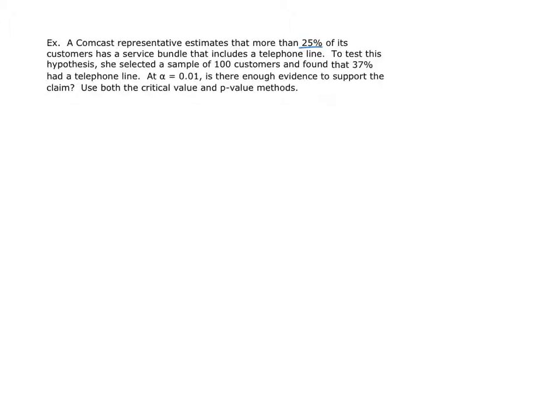We're dealing with percentages here, so we know that this is a test on proportion. And the null value is going to be that original value of 25%. The claim is that they think that there is more than 25% of people who have a telephone line bundled with their cable.